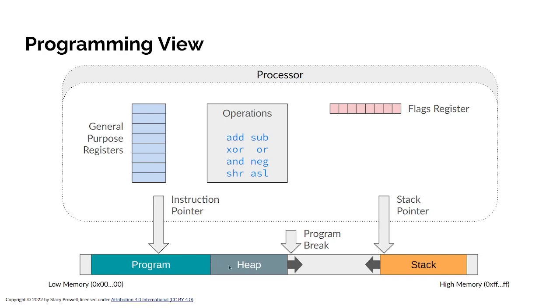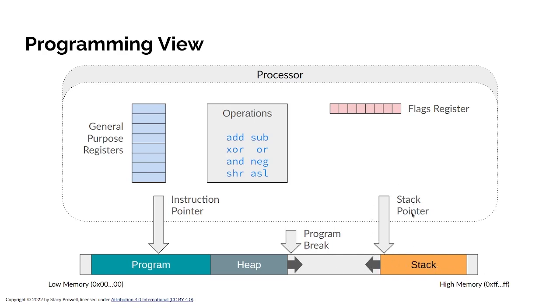Following your program is a heap, which grows upward in memory. It gets longer as you malloc or allocate more space. The end of the heap is pointed to by something called the program break. Though the program break is not, the arrow doesn't go up here into the processor. It's not maintained by the processor. It's maintained by the operating system. And then there's a stack up at high memory that grows downward toward your program, and that's kept track of by the stack pointer.